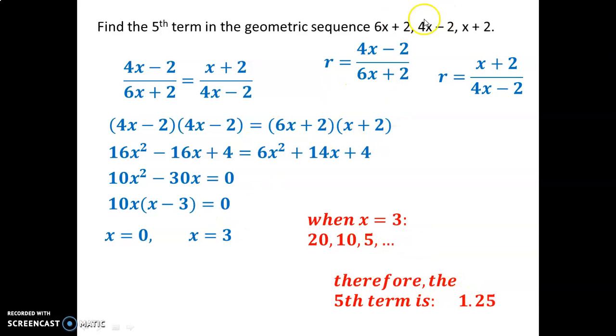Why did I not use 0? If you put 0 in here, you would get 2, negative 2, 2. The sequence would be 2, negative 2, 2, and that's a multiplier of negative 1. So that, well, you know what? That might work. You might want to try it for that one as well.